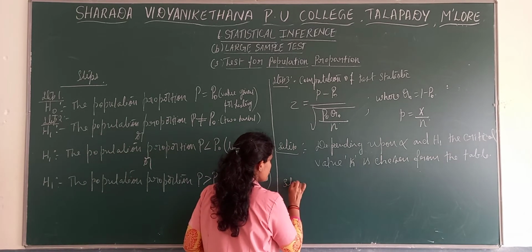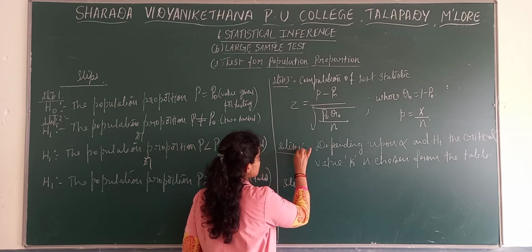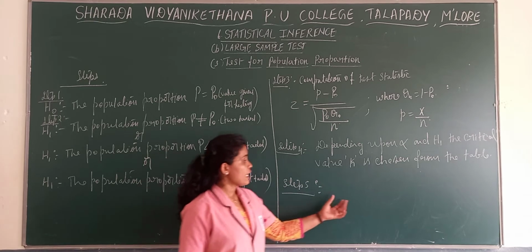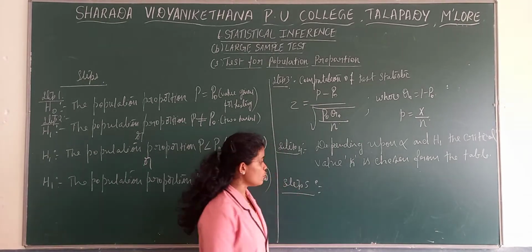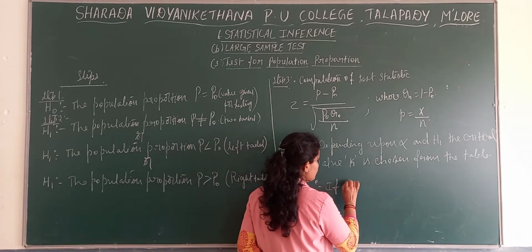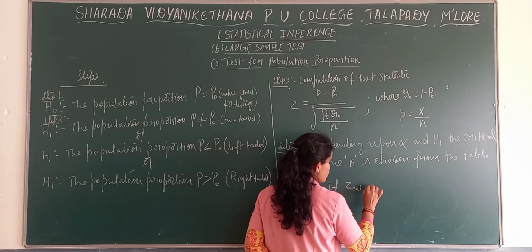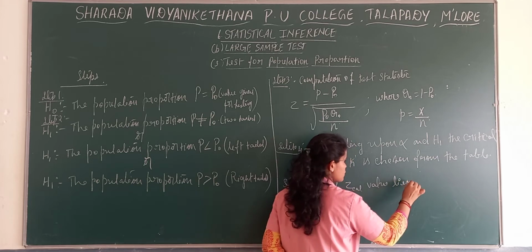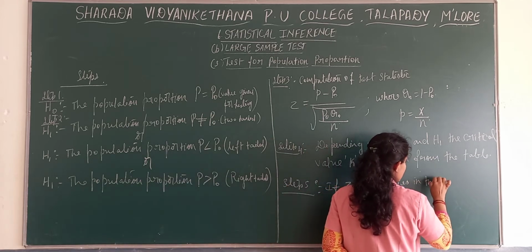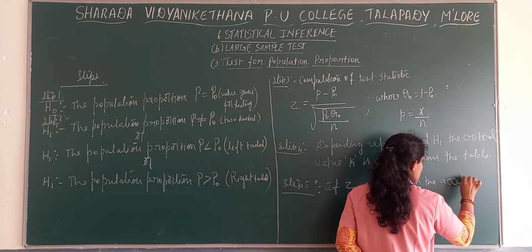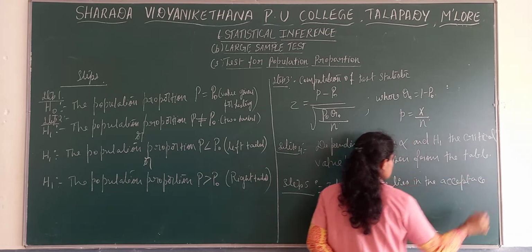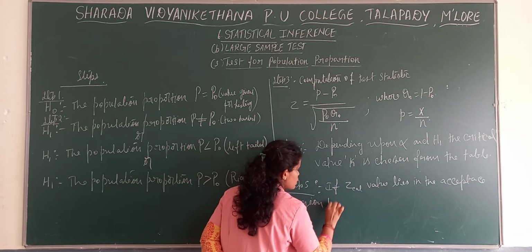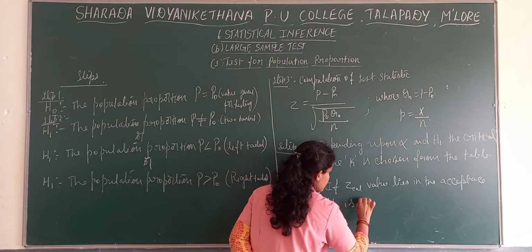Then the last step, that is step 5. In this step, if the calculated value lies in the acceptance region, the null hypothesis is accepted.